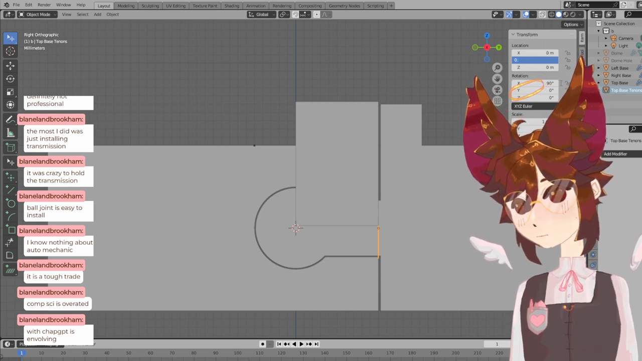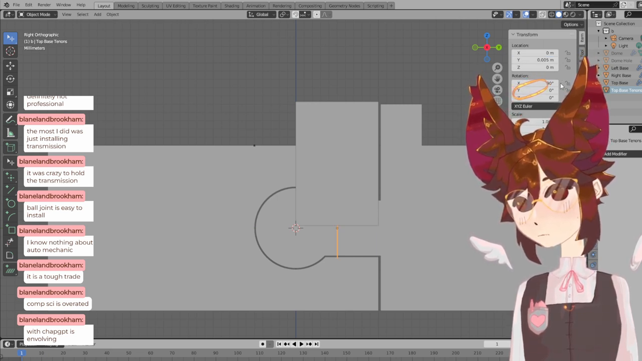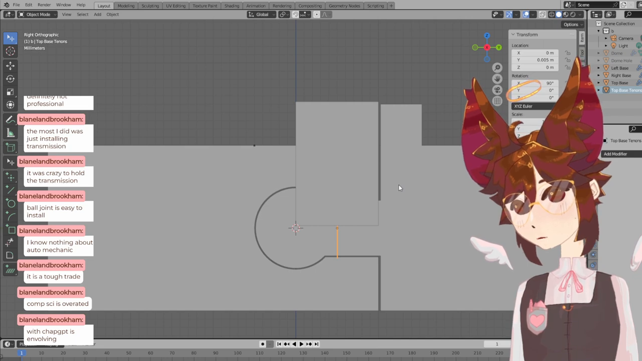It should be 5 millimeters. Yes. Perfect. Centered.